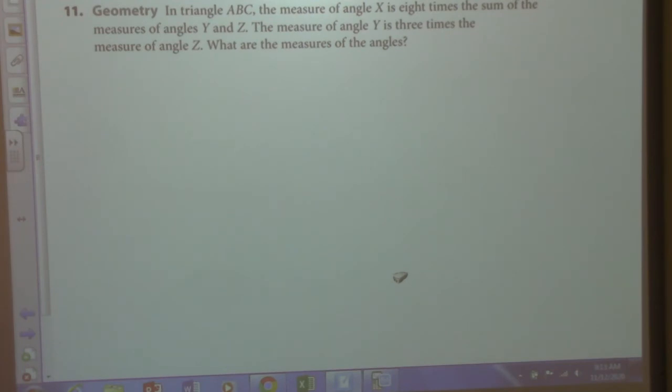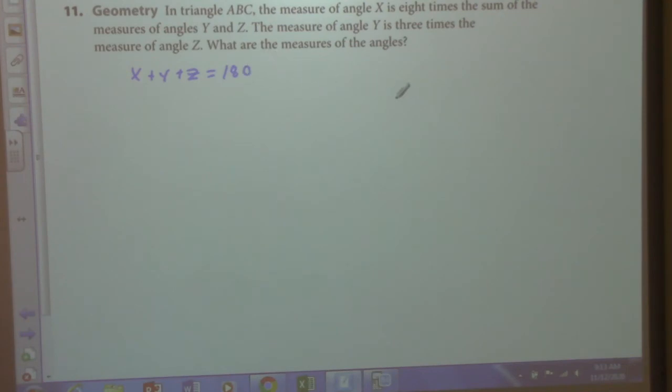I heard Chloe come up with an equation that's one of the three you need. Let me put these down here. I'm going to put x plus y plus z equals 180.